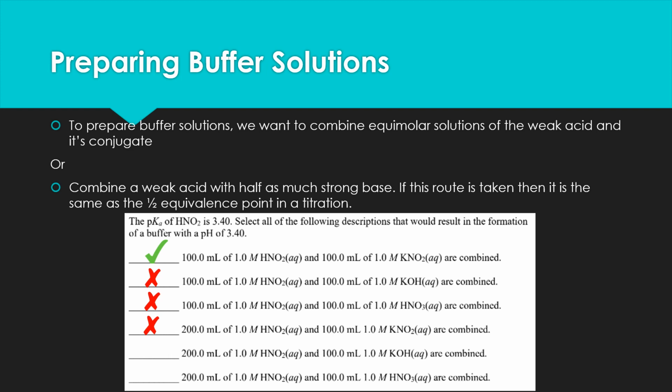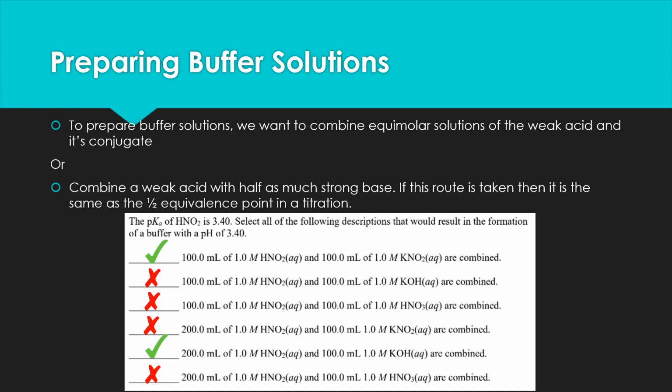The next one, again, 200 milliliters of 1 molar of our weak acid. We've now got half as much, same 1 molar, but of a strong base. So we've got weak acid with a strong base, and we've got the half amount. So that's our half equivalence point. That is a good candidate for making a buffer. That's using that second option. And then our last one, again, has HNO2 and HNO3. Weak acid and strong acid, that's never going to work.